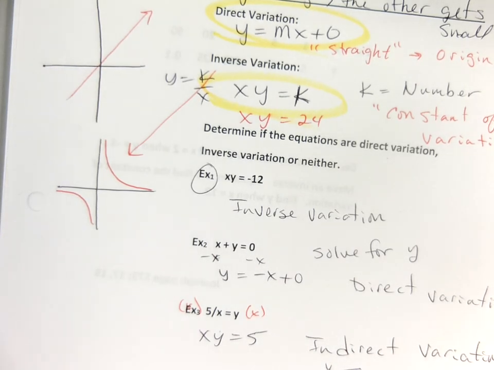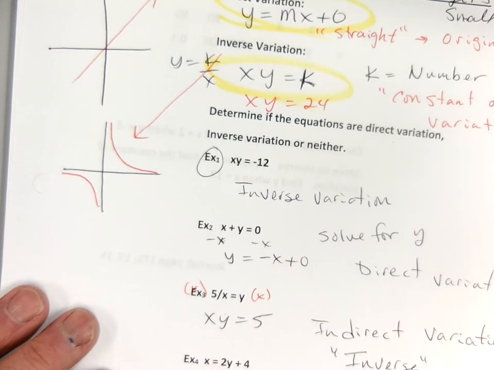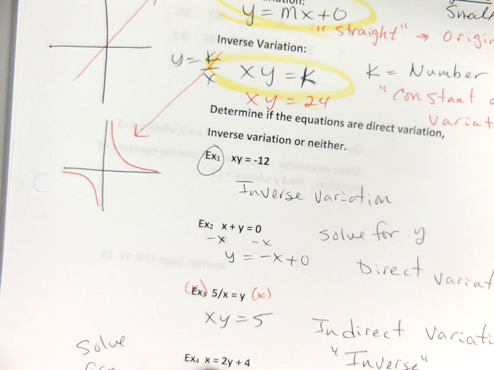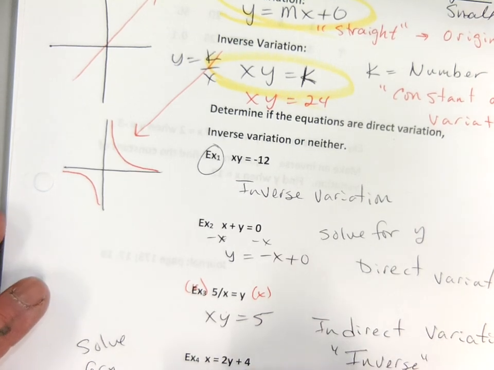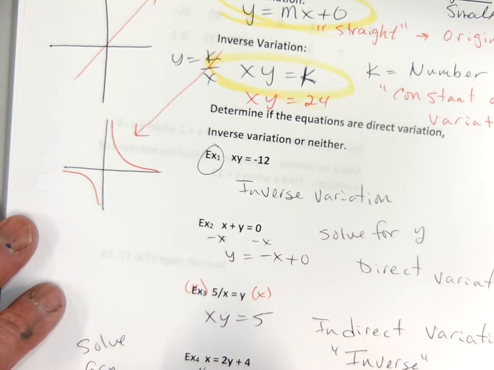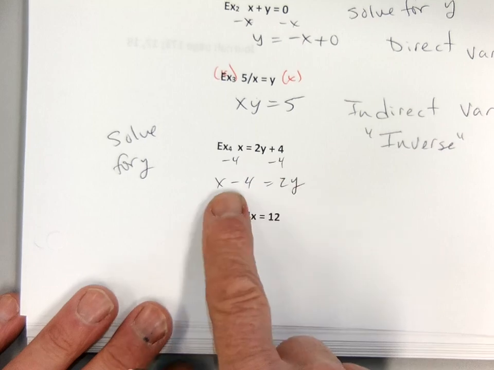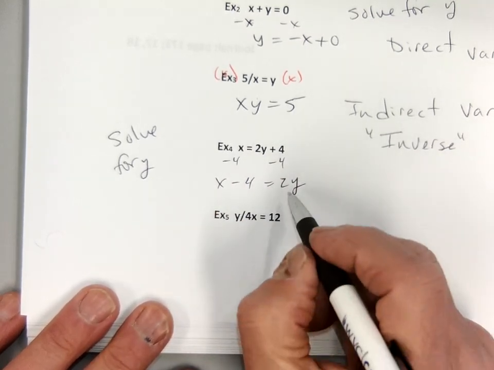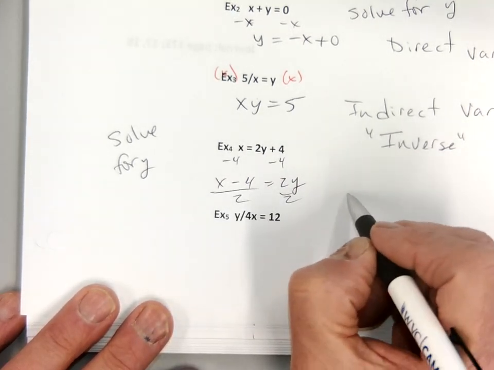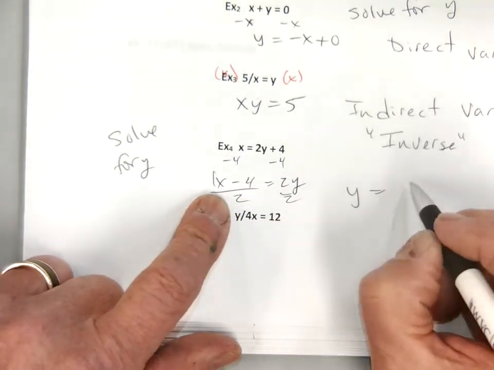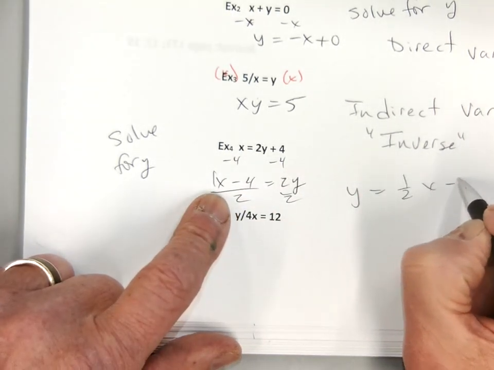Okay, example 4. Well, I don't know. Let's see. I'm going to try and solve for x. So I'm going to solve for y first. I'm going to go minus 4. I'll have an x minus 4 equals a 2y. You okay with that? Right? Minus 4, minus 4. Divide by 2, divide by 2. That's going to be like a y equals 1/2 x minus 2.